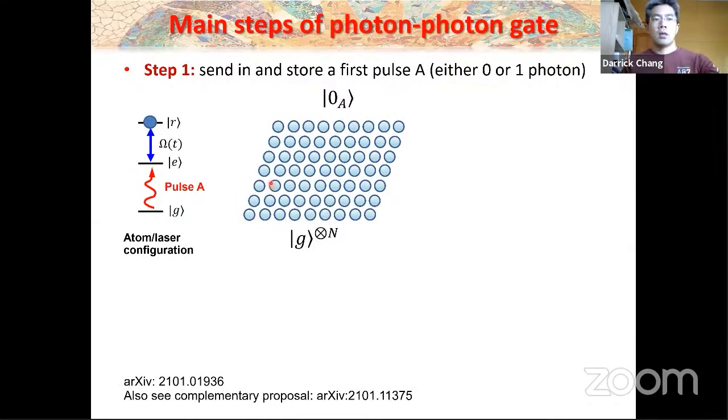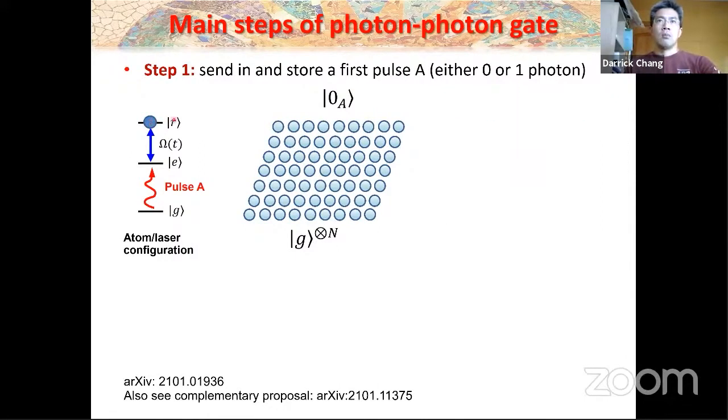The photon-photon gate that we propose has basically 3 different steps, which I'll explain sequentially here. In the first step, I'll assume I have a first pulse A, which consists of either 0 or 1 photon. And I want that pulse A to conditionally change the propagation properties of a second pulse B that I'll send in later. So the first step in this gate is that I'll take this pulse A and try to implement a quantum memory. So I'll try to store it as an atomic excitation R.